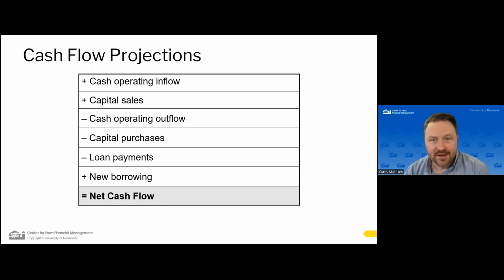broad categories that you would want to look at for your cash flows. How much cash you're bringing in, sales, things like that. Then we're looking at capital sales, so selling equipment, those types of things. Then we're looking at the cash operating outflow, so the cash expenses. And then if you're having to buy any equipment or livestock, things like that. And then we're getting into taking off any loan payments that you're having. And then the final category is adding in any new borrowing. So if you have to take a new loan out, adding that in. So that gets us to our net cash flow.